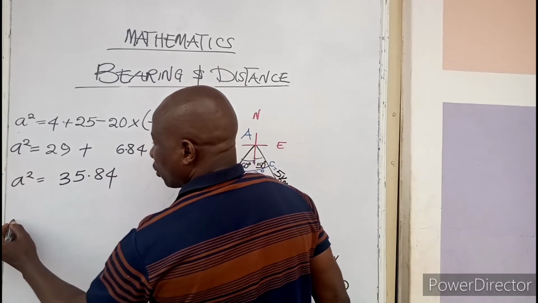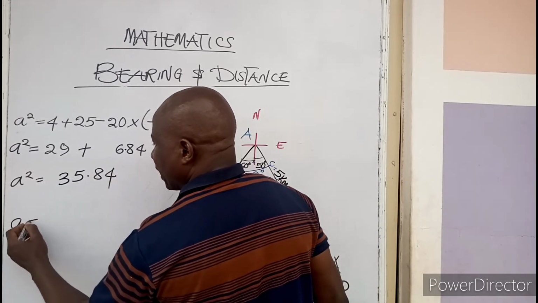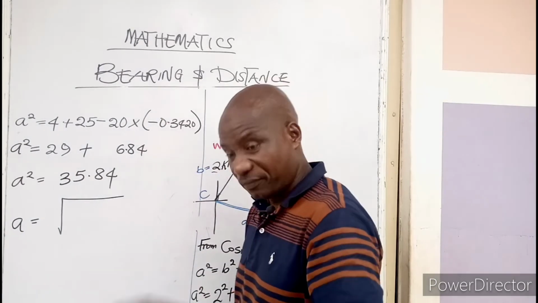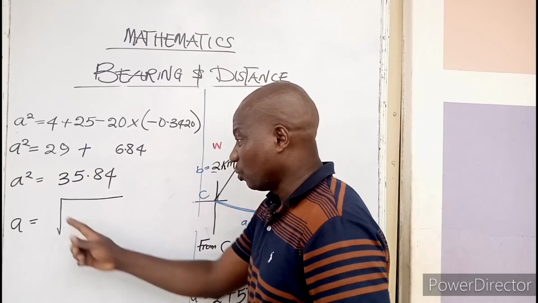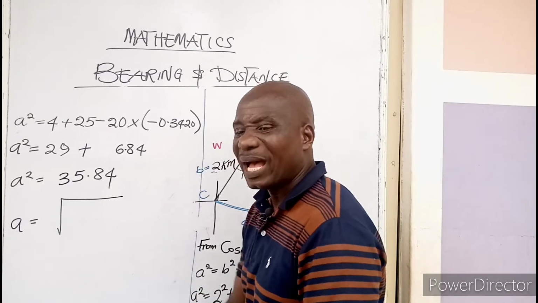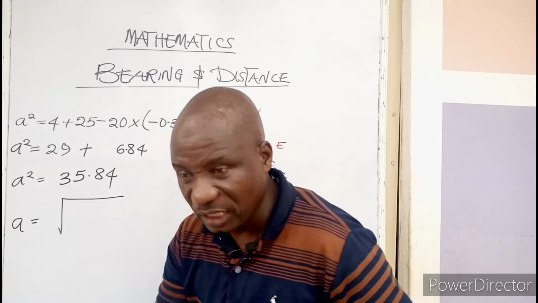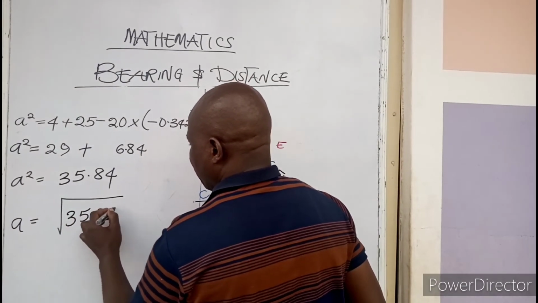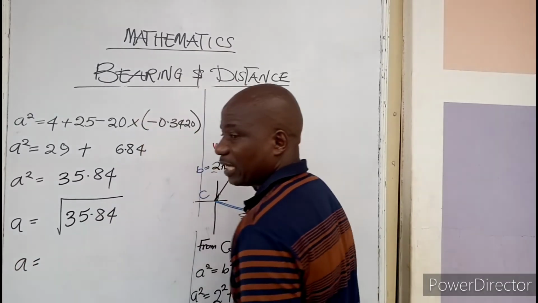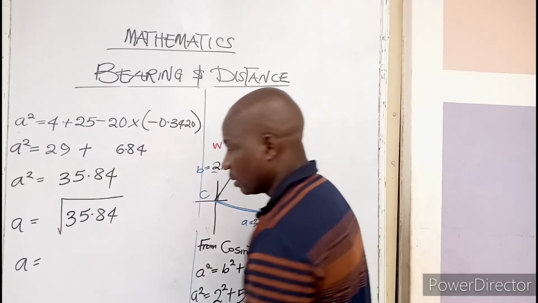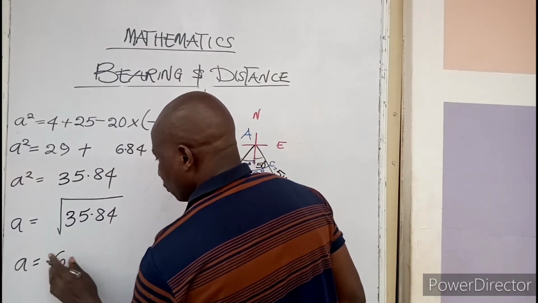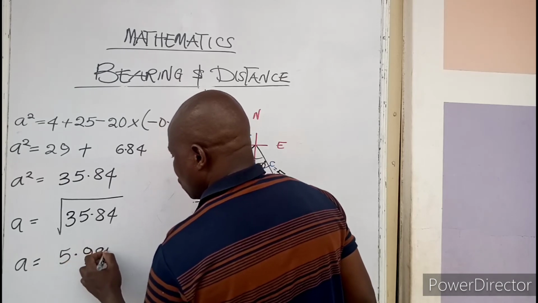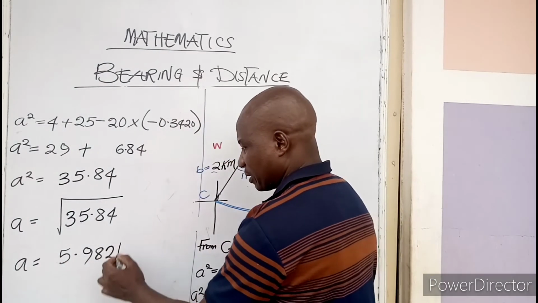Class, you are asked to find a, not a squared. So we now take the square root of both sides. When you are taking the square root of a number, you have to say plus or minus. But because we have to find the distance, this can never be negative. So it's going to be positive. That's going to be the square root of 35.84. Then what is the square root of 35.84? That is 5.982 kilometers.